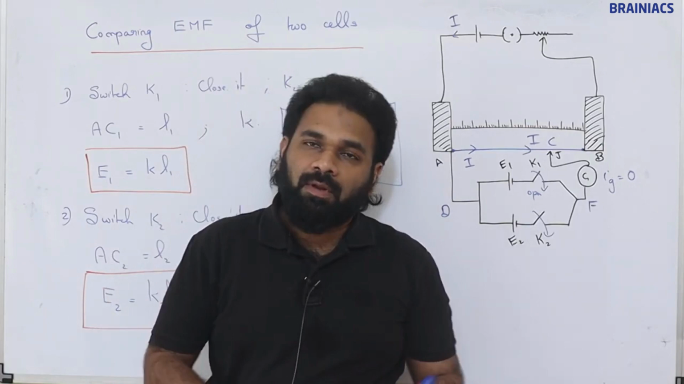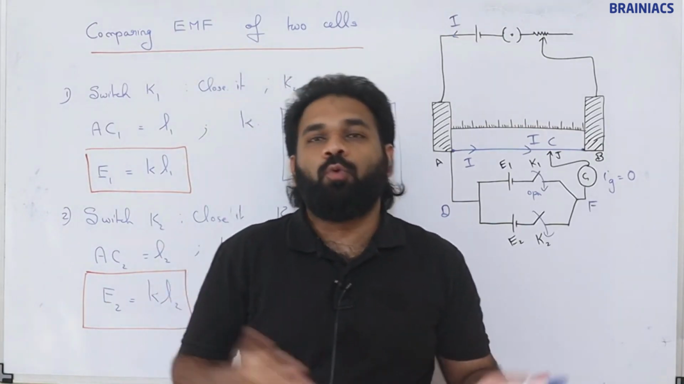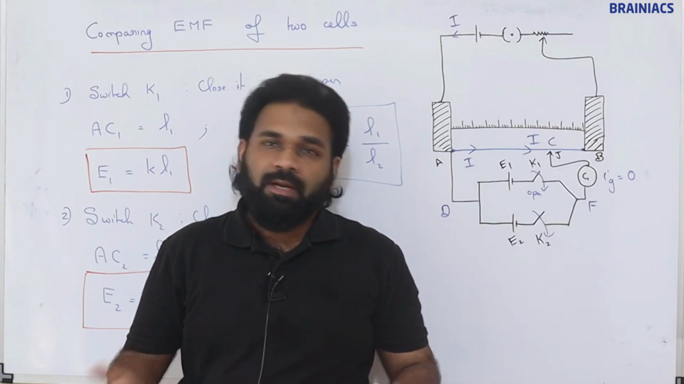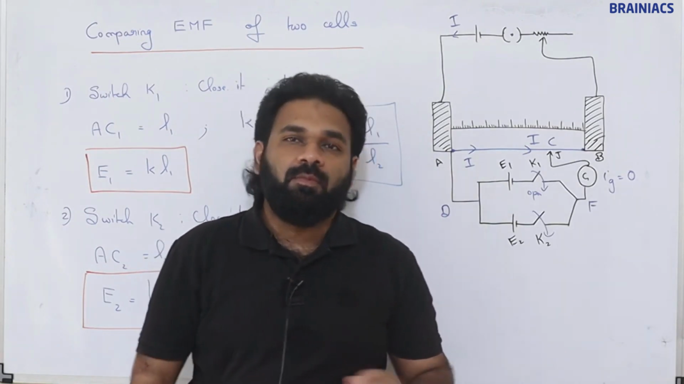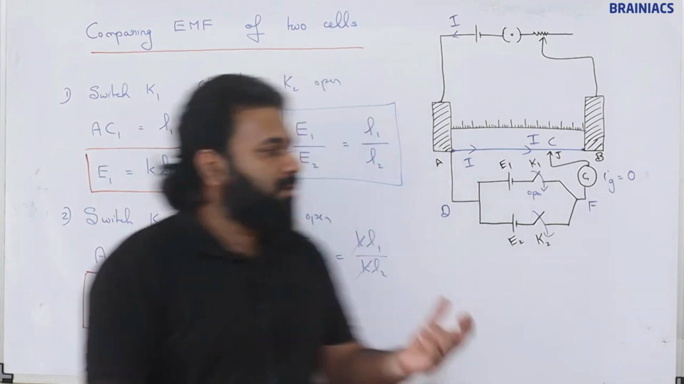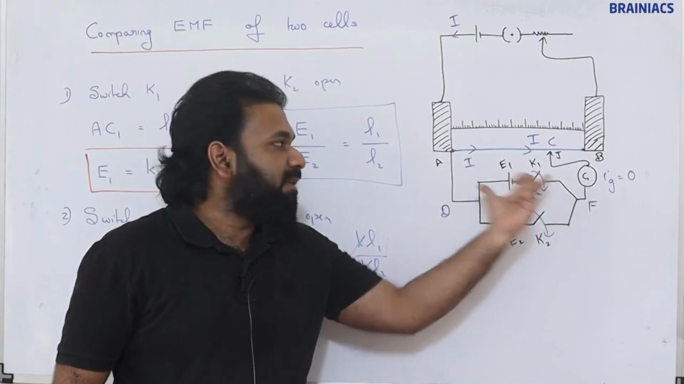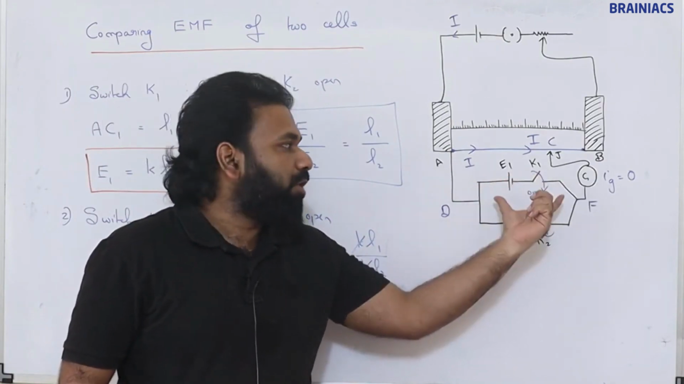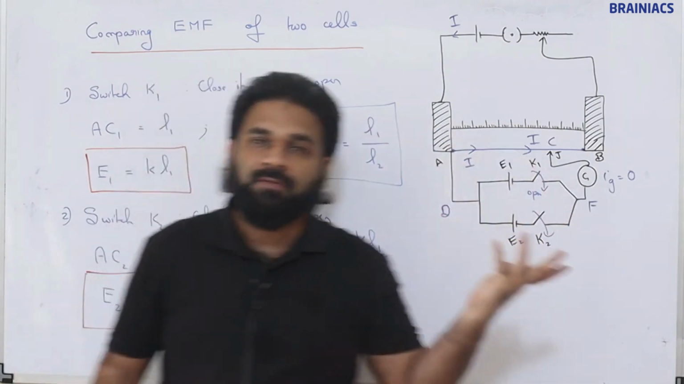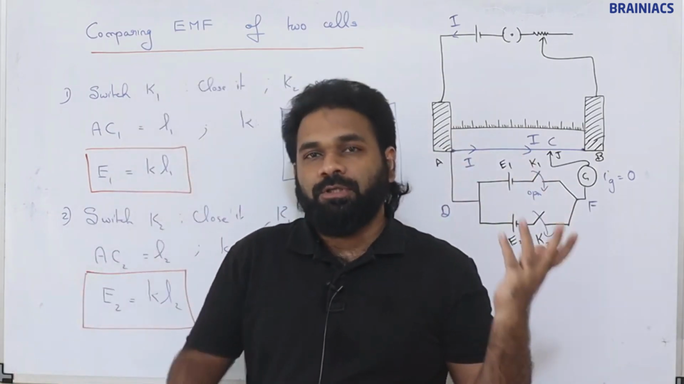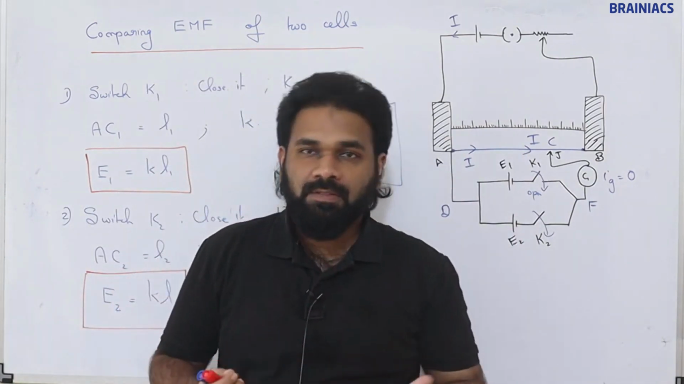Comfortably we were able to find the EMF of that cell just by doing E is equal to Kx, the potential gradient we found. Even if it is not EMF, if we take any part of the circuit, the potential difference of this circuit will be equal to Kx, potential gradient into the balancing length. That is the only thing.